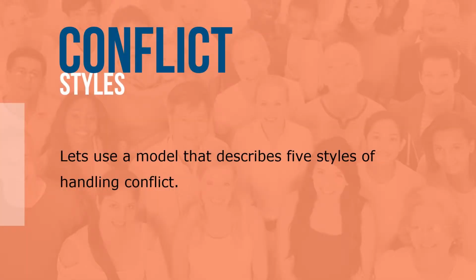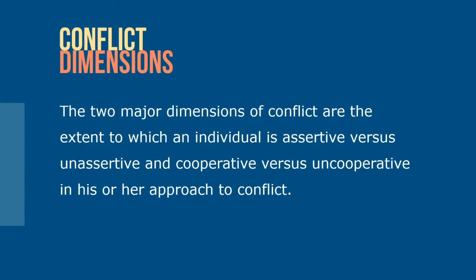Teams, as well as individuals, develop specific styles for dealing with conflict, based on the desire to satisfy their own concern versus the other party's concern. Let's use a model that describes 5 styles of handling conflict. Two major dimensions of conflict are the extent to which an individual is assertive versus unassertive, and cooperative versus uncooperative in his or her approach to conflict.